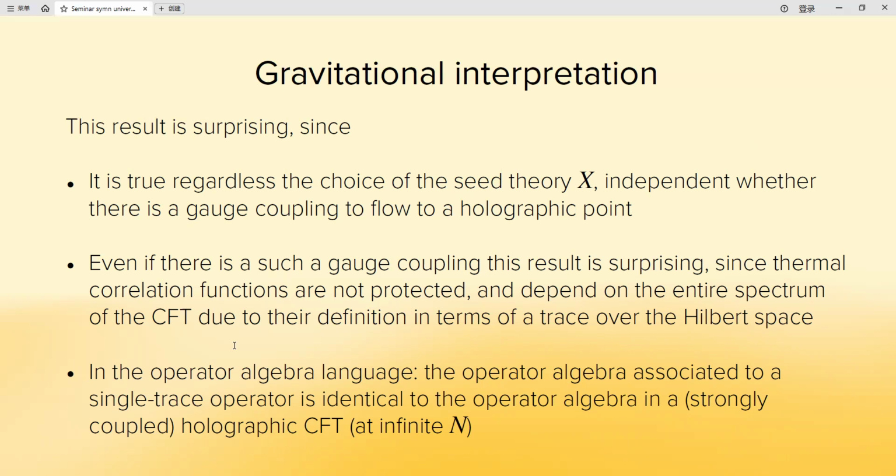And in the language of operator algebras, our results can be phrased as follows. The operator algebra associated to a single trace operator is identical to the operator algebra in a strongly coupled holographic CFT at infinite n. And so any holographic condition that comes from operator algebra considerations at infinite n cannot be sufficient to distinguish between a holographic CFT and a symmetric product orbifold, which is not holographic. And so that's what we learned, besides this nice result. That's the implication for holographic CFTs of our result.